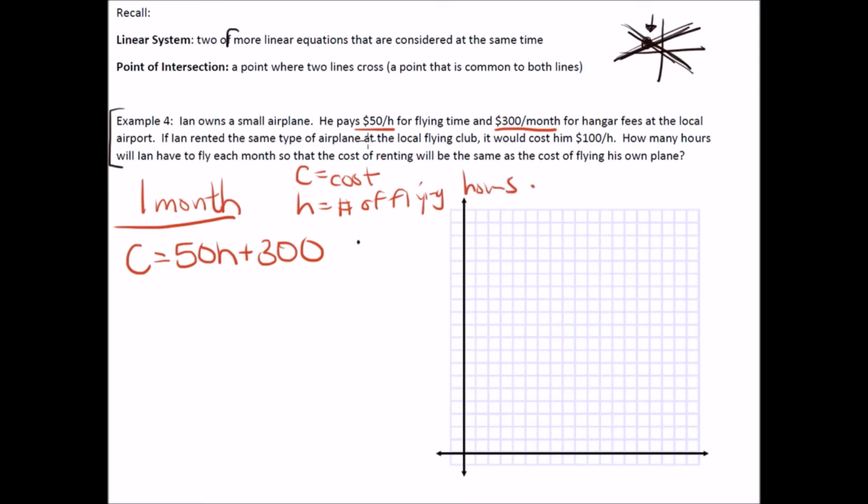If Ian rented the same type of airplane at the local flying club, it would cost him $100 per hour. How many hours will Ian have to fly each month so the cost of renting will be the same as the cost of flying his own plane? So we have two equations. The first one is for the airport, let's put AP, and the second one is for the local flying club. How we learn this in grade 9 is we plot both equations. So we're going to plot the cost versus the number of hours.